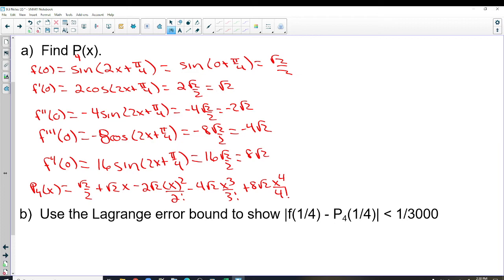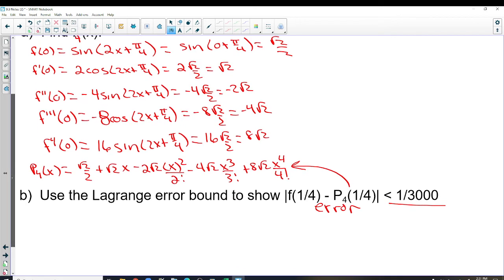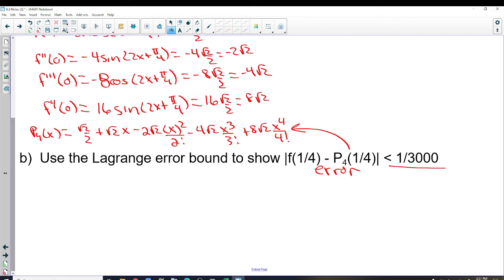If we plug the value in close to 0, oh, that's not just any value. If we plugged 1/4 into this, and we got a value, that would be an approximation of the function. And we want to use the Lagrange error bound to show that the error in this approximation, the error in plugging 1/4 into this, would be less than 1 over 3,000. That's what we want to show. So the whole focus, the big objective today, is to think next term. So the next term here would be what? Let's see, the fifth derivative.